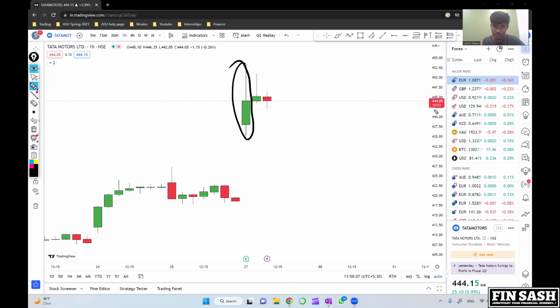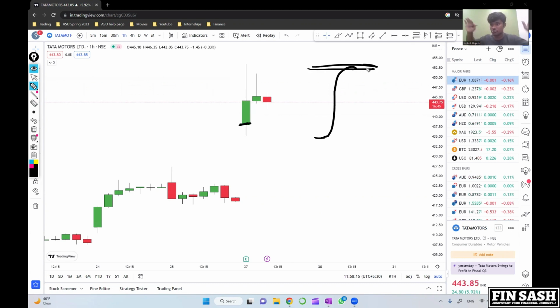The sellers, right? Why? Even though it's a green candle, why? It opened here, made a high for some reason here. The sellers were like, okay, the price is too high. I want to sell my stock. Came down and closed here. So I'd say for the initial 1 hour of the market, sellers dominated.